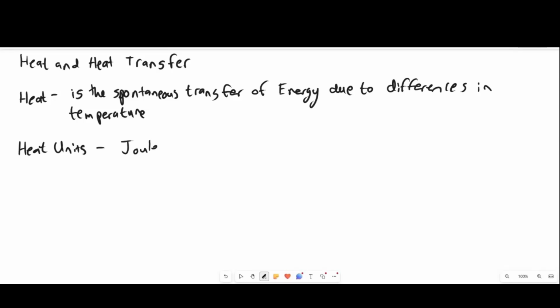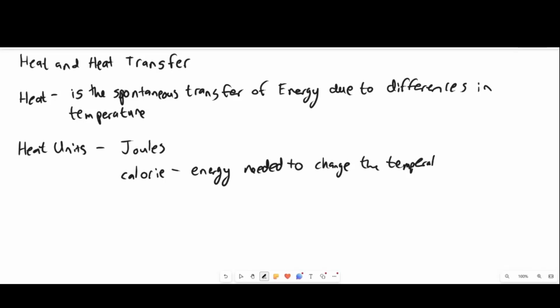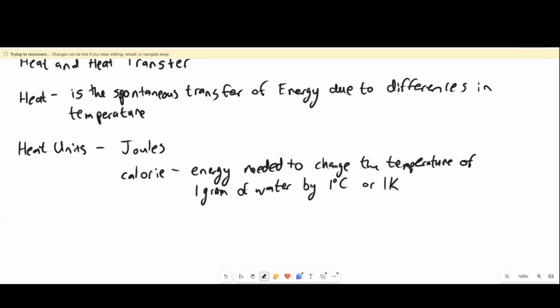So because it's energy, you can talk about heat in units of joules. Then there are other units that we use sometimes, like the calorie. So this is the energy needed to change the temperature of 1 gram of water by 1 degree Celsius or 1 Kelvin, because remember, a change in temperature of 1 Celsius is the same as a change in temperature of 1 Kelvin.